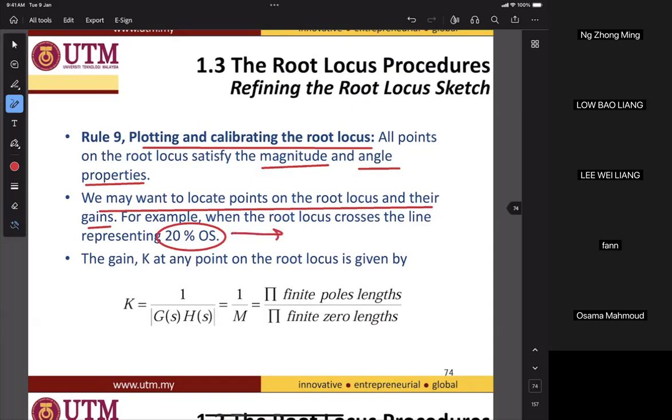For 20% overshoot, usually we refer to a graph that will give you the zeta value. Do you remember the graph? Anybody remember that graph?